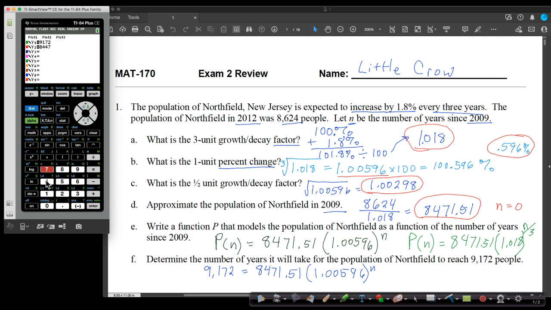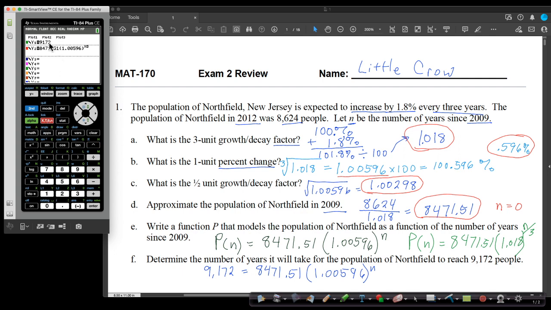8,470. Oops. Back up. Let's just delete that one. 8,471.51. Put parentheses, that implies multiplication. 1.00596, parentheses, and we'll raise it to the x power because there's just this variable key up here, so it will use the variable that the graphing calculator uses.